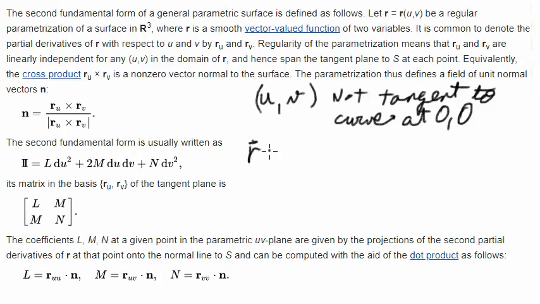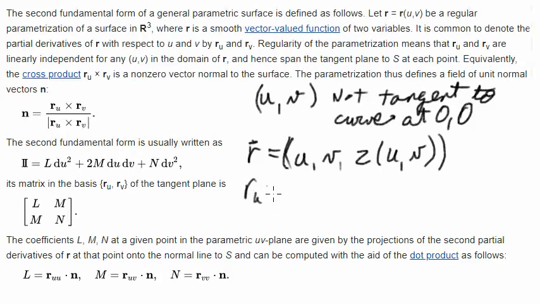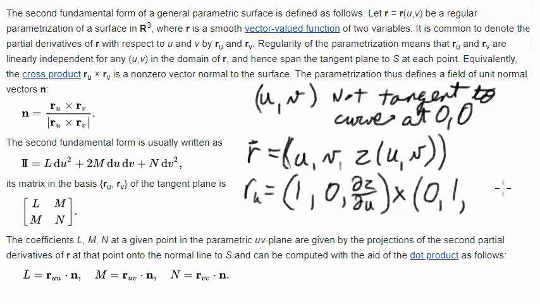r equals u comma v comma some z of u comma v. And so z represents the height of the curve above the uv plane. Del r del u, r sub u, would be 1 comma 0 comma del z del u, and r sub v, and I'll just write the cross product here. r sub v is 0 comma 1 comma del z del v.